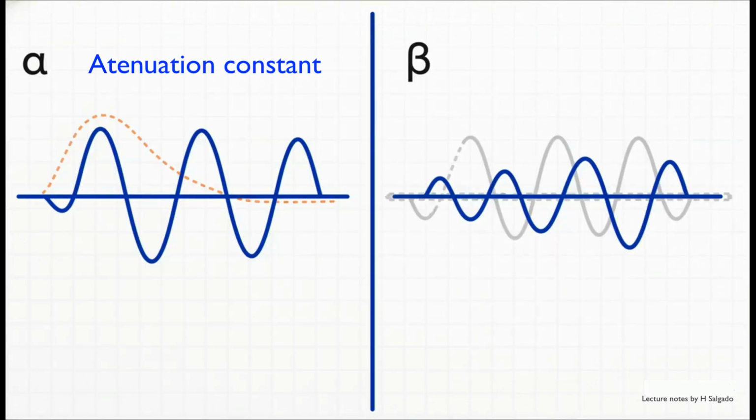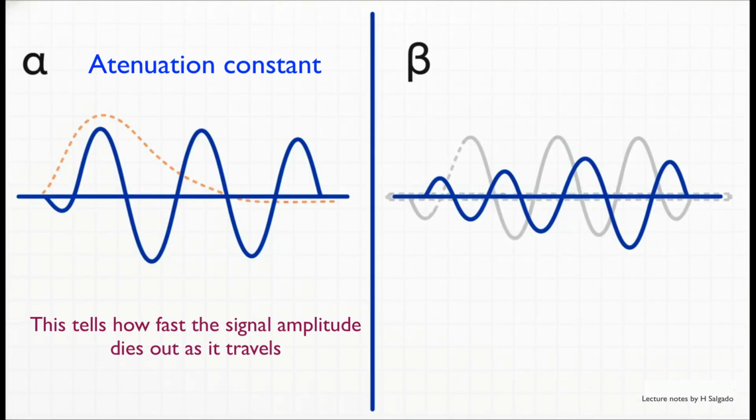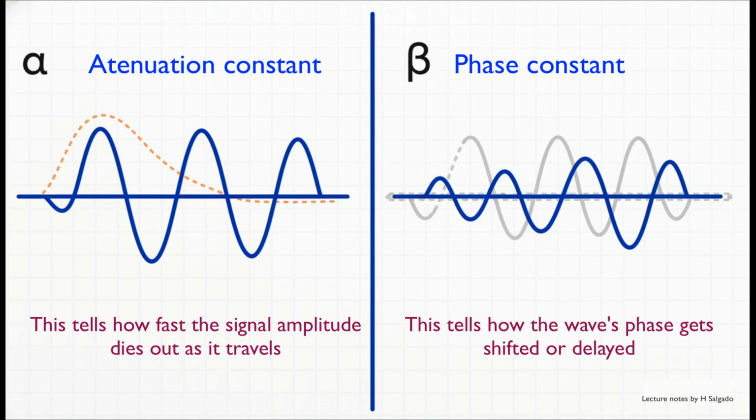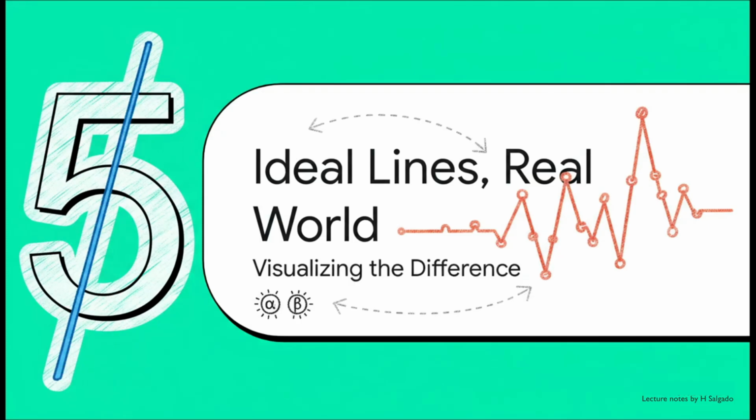Alpha is the attenuation constant. Just think of this as the fade factor. It tells you how quickly the signal's strength, or its amplitude, dies out as it travels. Then there's beta, the phase constant. This tells you how the wave's phase, kind of its position in its own cycle, gets shifted or delayed as it moves down the line. So now, with these two tools, alpha and beta, we can really see the difference between a perfect, theoretical transmission line and the kind you'd actually use in the real world.